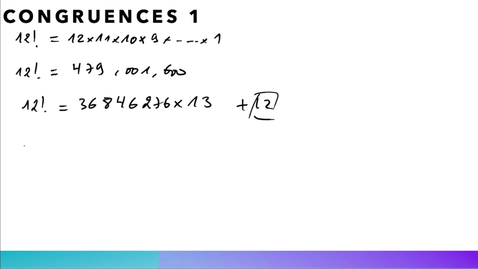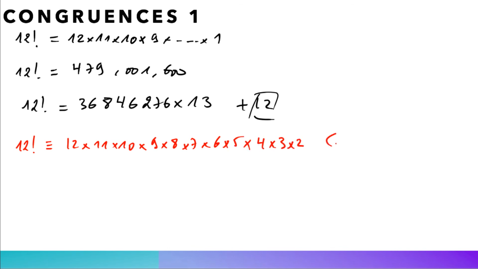Now imagine that we do not have a calculator and we would like to use congruences to find the same result. Indeed, we can write that 12 factorial is congruent to 12 times 11 times 10 times 9 times 8 times 7 times 6 times 5 times 4 times 3 times 2 modulo 13. But to simplify this, we can use some properties of congruences because we know actually that 12 modulo 13 is the same thing as minus 1 modulo 13.